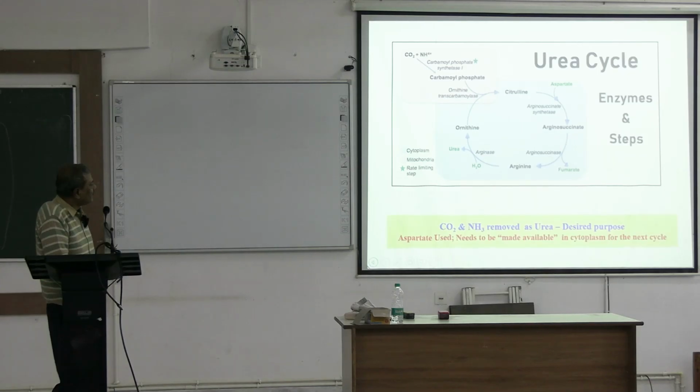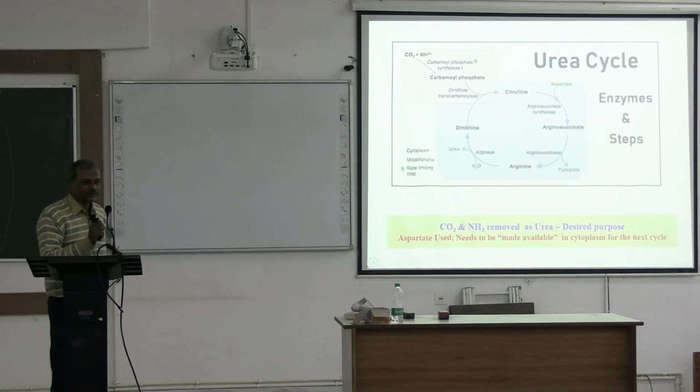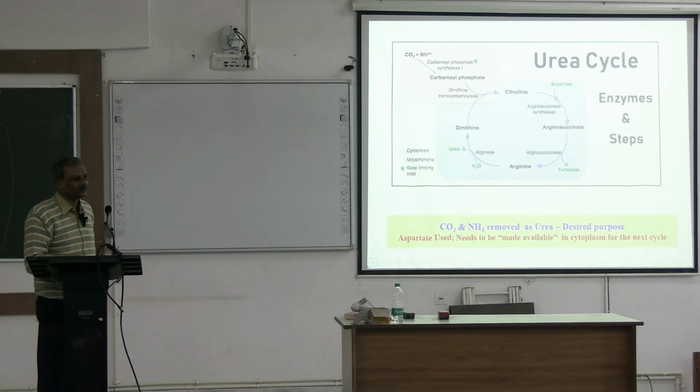Now, if the cycle has to be operated, carbon dioxide will be available from the electron transport chain, and ammonia will be available from protein breakdown, amino acid breakdown. All other things remain in the cycle. Urea will be produced and drained. Only aspartate will be required. If aspartate is not given, then the cycle will not operate. So, there will be a deficiency of aspartate after each cycle. So, aspartate has to be regenerated somehow, and the whole reaction is occurring within the cytoplasm.